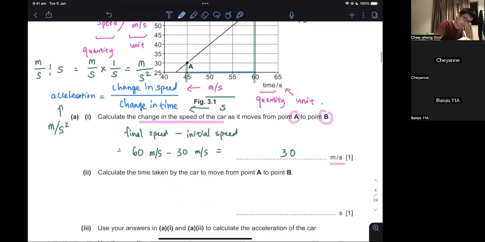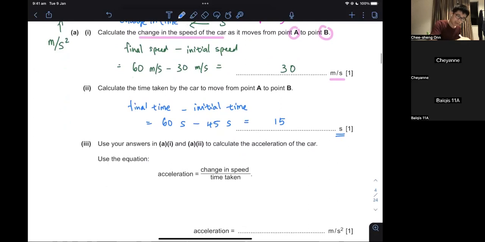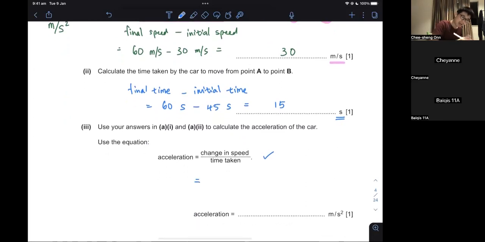So again, final time minus initial time. It's always where is your final destination and where do you start from? So that is 60 seconds minus 45 seconds, and I get 15 seconds. The unit is already given there. According to Cheyenne, the formula is already given, so it seems like they are pretty generous in combined sciences. So this is 30 meters per second on top, divided by 15 seconds, then your unit is meters per second squared, and hopefully you should get the answer on your calculator, 2 meters per second squared.